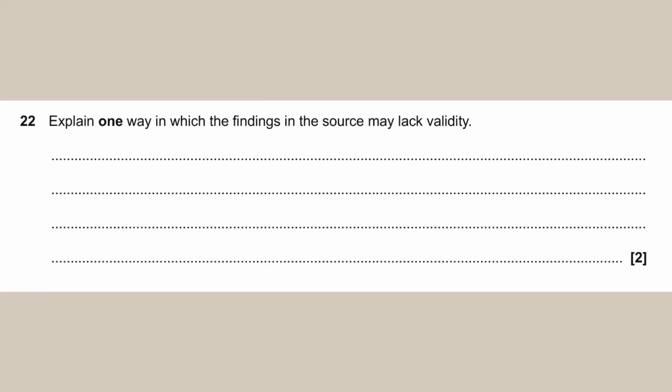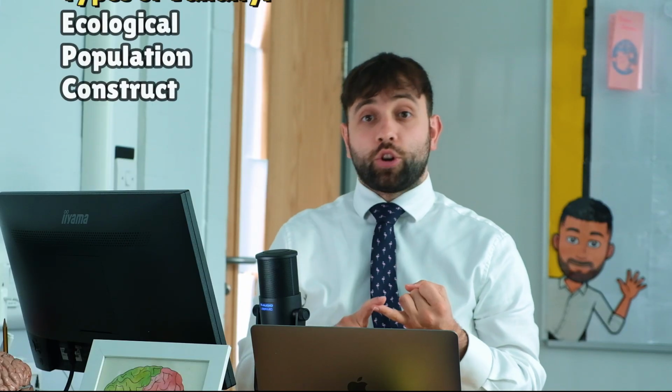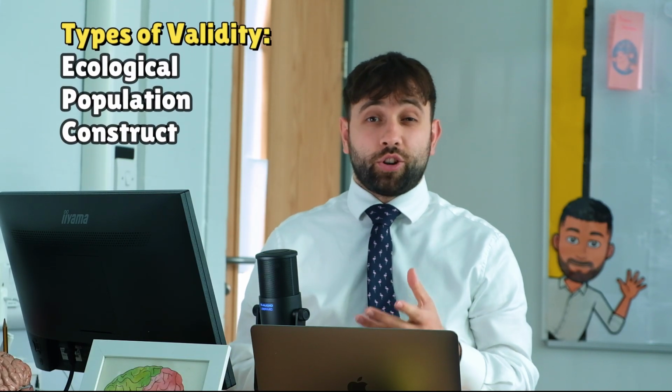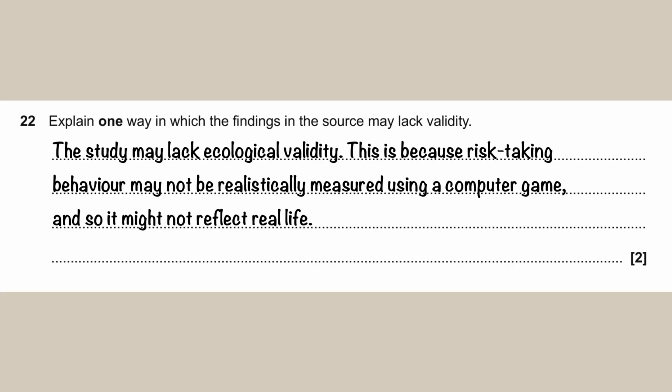For number 22, we're talking about validity. On your course, you need to know about 3 types of validity: ecological validity, population validity, and construct validity. And actually, ecological validity is probably the one I'd go for here. The reason for that is because ecological validity is how accurate to real life a study is. So is that study actually demonstrating what risk-taking behaviors would look like in real life? Well, probably not. And so that's your answer here.